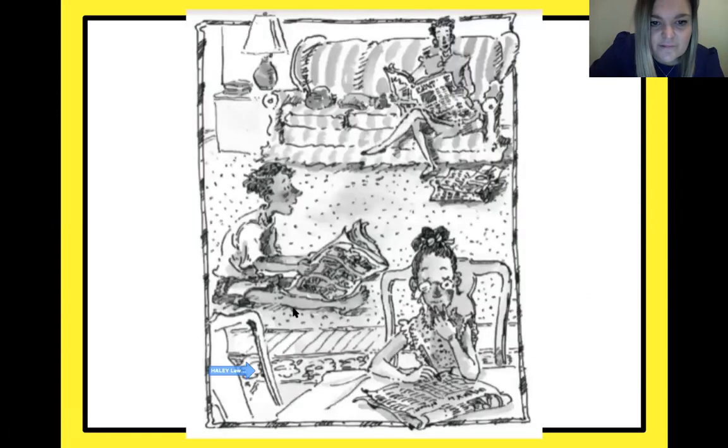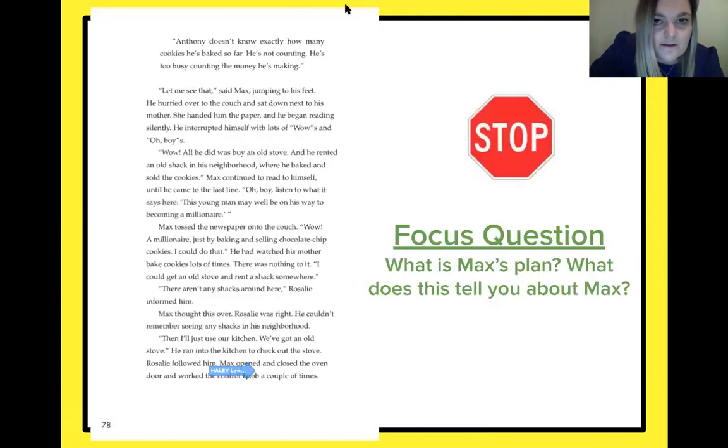Ooh, so we've got a picture. Here's the mom, Max and Rosalie. All right, it says Anthony doesn't know exactly how many cookies he's baked so far. He's not counting. He is too busy counting the money he's making.